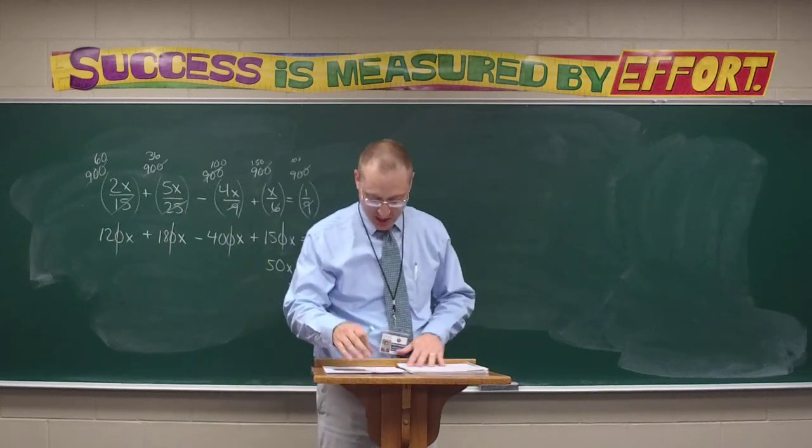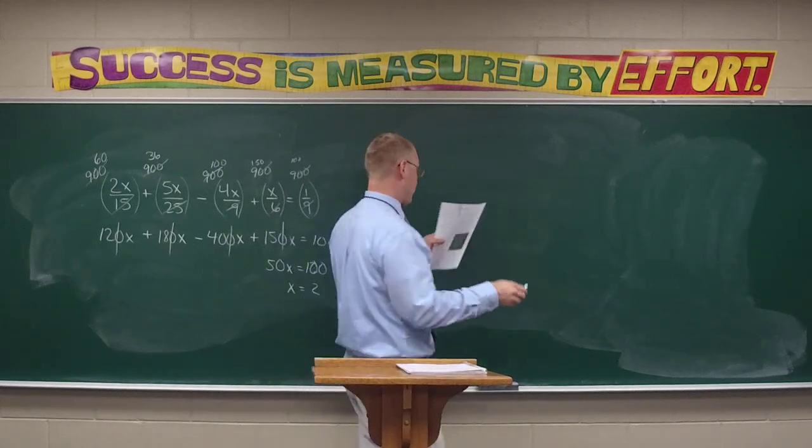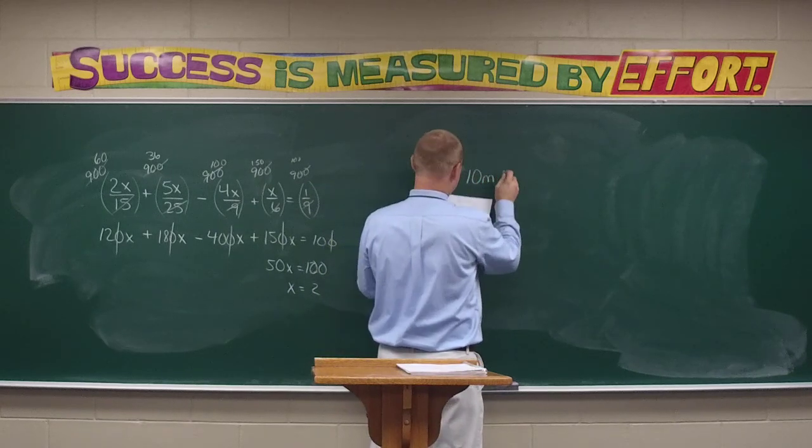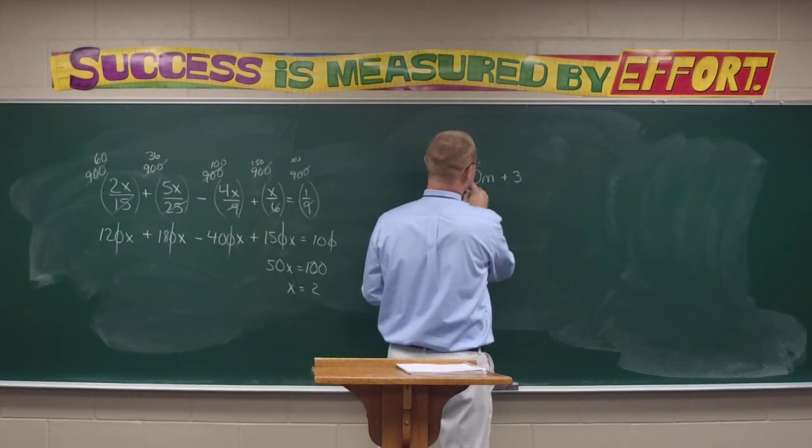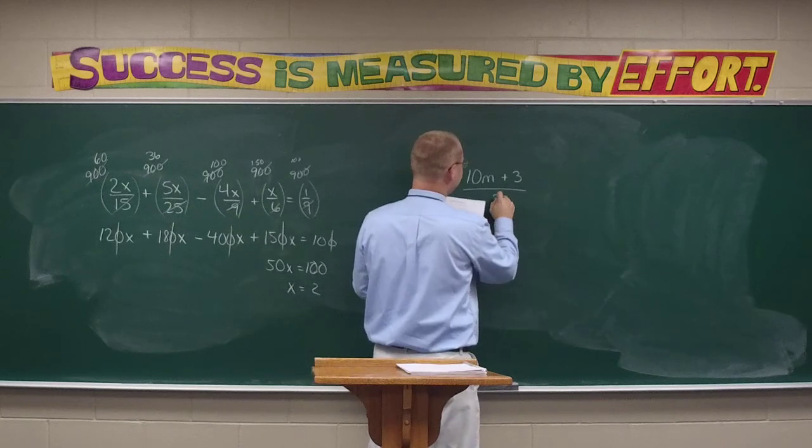All right, look at number 11 now. Copy this onto your paper if you would. We're going to do this one together. 10m plus 3. Poor Abby.